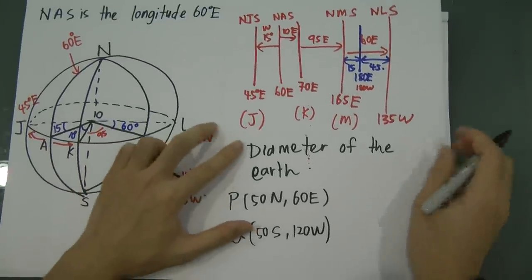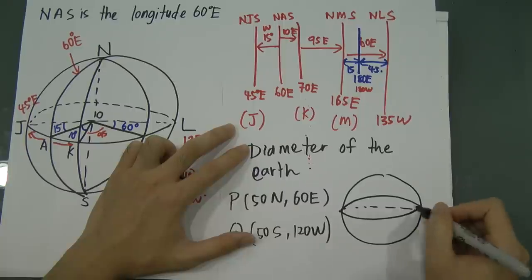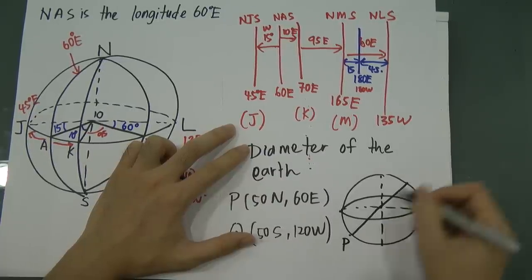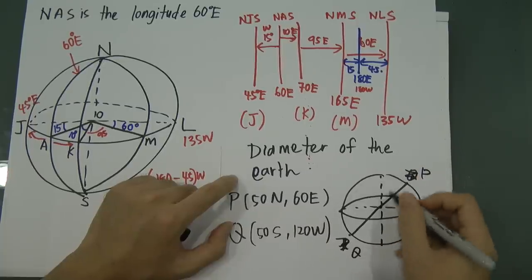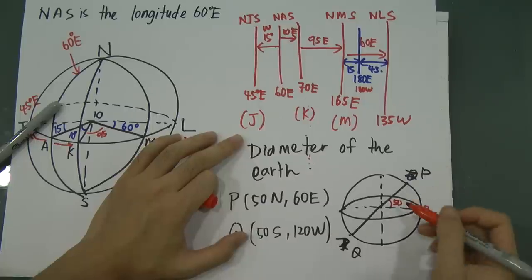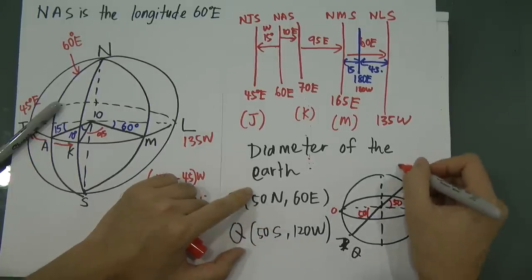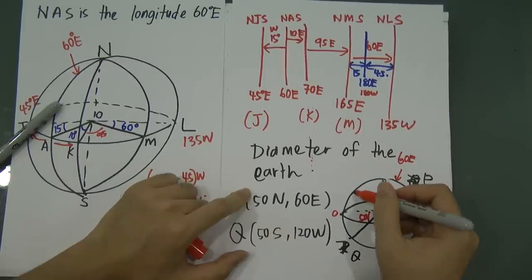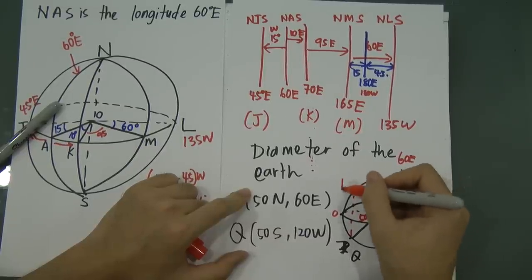Okay, let me quickly draw a diagram to help you understand this one. Let's say we have something like this. This is the center point O. The diameter of the earth will cut through the center point to the other side, P and Q. Sorry, I wrote the wrong thing. This is P, this is Q. Because 50 N means you go up 50 degrees from 0. So obviously you go down 50 degrees, we call it 50 south. And let's say this line right now is 60 E. You know this is the diameter, which means you rotate 180 degrees. From this one you rotate 180 degrees, you will reach 120 west.